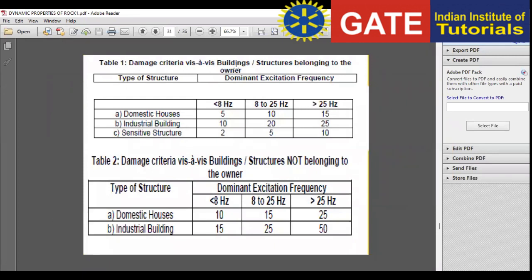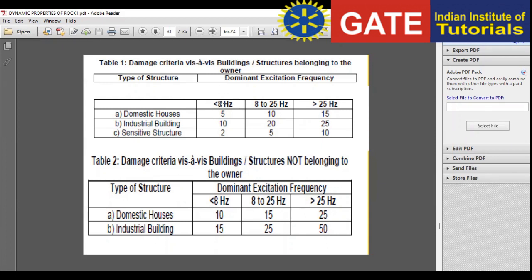The damage criteria are given building-wise, for structures belonging to the owner. If the building or structure belongs to the owner, in that case for a domestic house, if the frequency is lesser than 8 hertz, the permissible peak particle velocity is 5 millimeter per second. But if the frequency is 8 to 25 hertz, the permissible peak particle velocity is 10 millimeter per second. Basically, based on the frequency and the type of structure, peak particle velocity has been prescribed by the statutory body. So can anyone answer why?